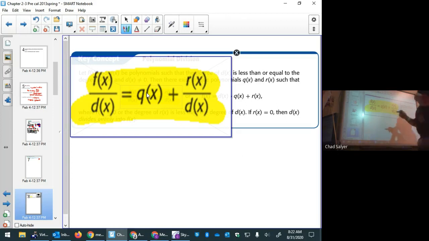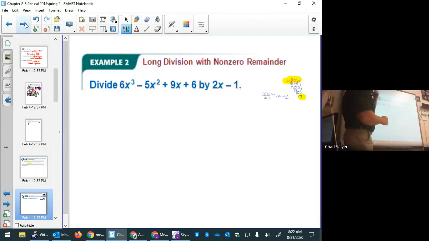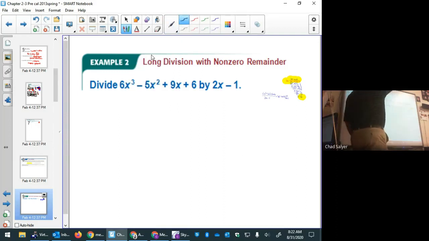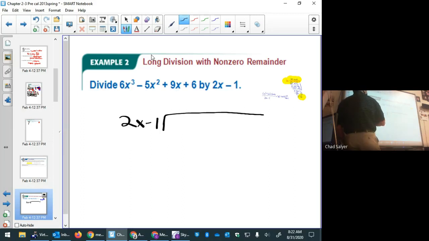Okay, let's move on here. So, non-zero remainder, that's kind of a hint about what's going to go on here. But I'm going to write this, and you guys help me set it up. So here's our little house. Caitlin, tell me what goes outside the house here. 2x minus 1. Excellent. Allie, what about inside?